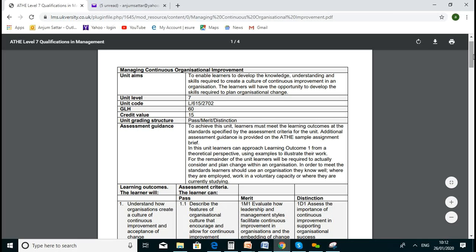The learner has the opportunity to develop the skill required to plan organizational change. Change is always crucial. Think about a few years back, technology was not dominant. If we don't know how to use a computer, we don't know the software, and we never want to learn it, what will happen? Organizations are not going to take us or offer us the job. So it's very crucial for us to continuously improve, and it is crucial for organizations to improve as well.